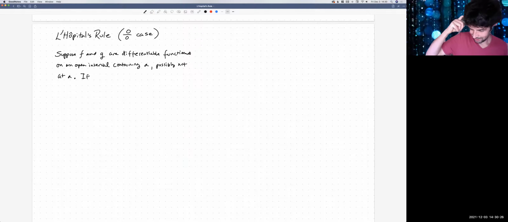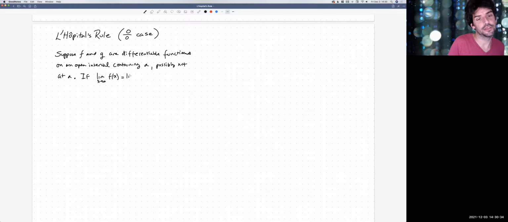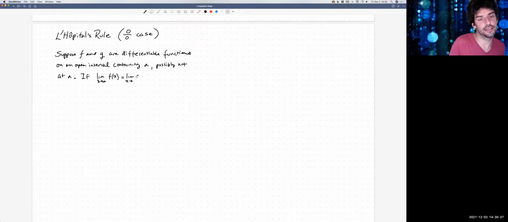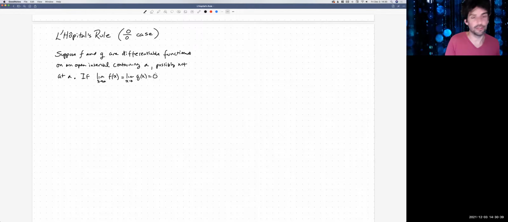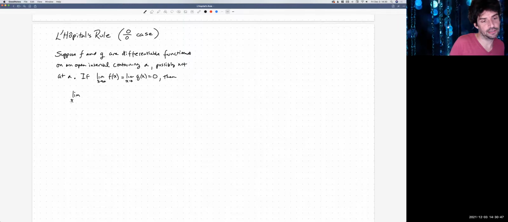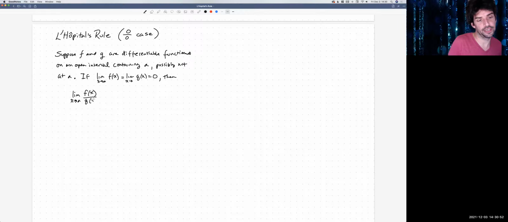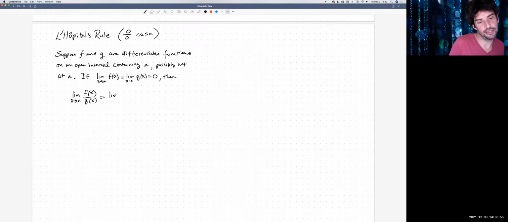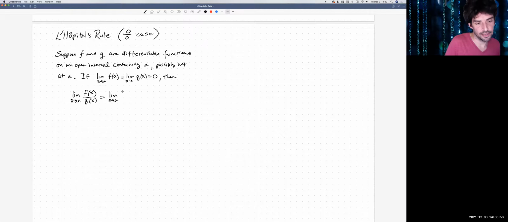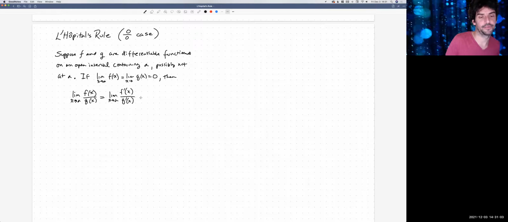If the limit as x goes to a of f of x is equal to the limit as x goes to a of g of x, and they're both equal to 0. So this is just saying if both limits are equal to 0, then the limit as x goes to a of f of x over g of x is equal to the limit as x goes to a of f prime of x over g prime of x.